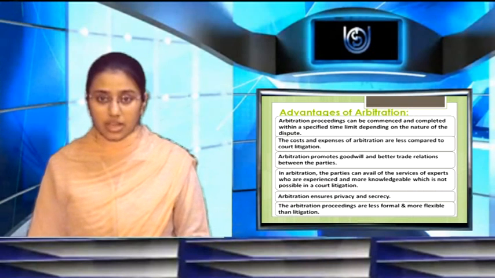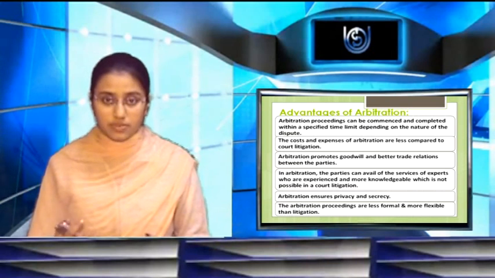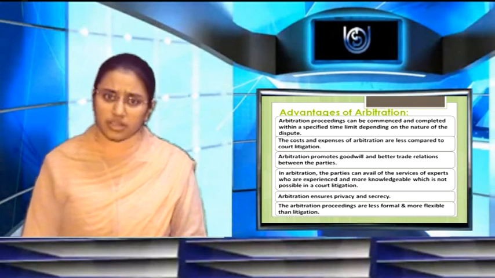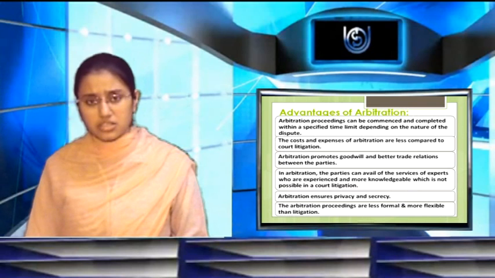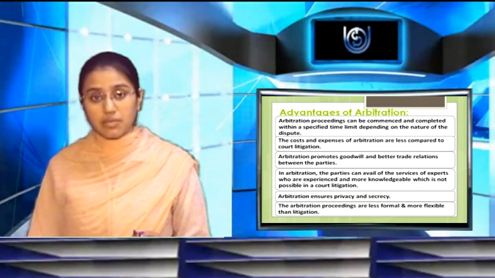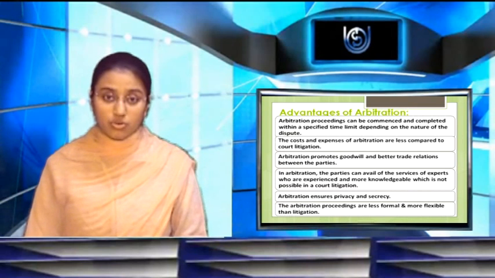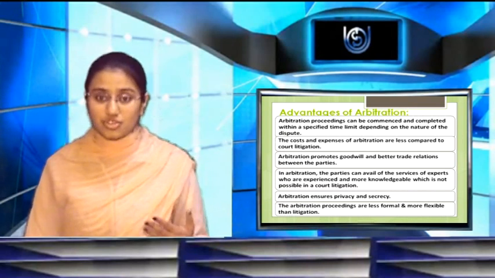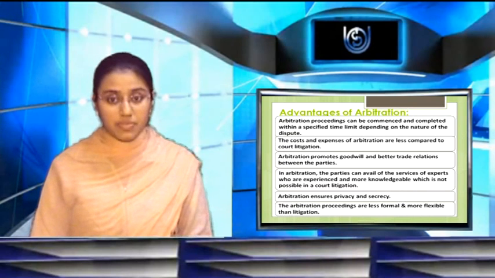Parties में एक better trade relation हो, एक अच्छी goodwill आए, that was another advantage. Service better हो, expert advice होती है, expert consideration होती है, this is one advancement. And yes, at the same time एक privacy और secrecy होती है, कि publicize नहीं होती है, publications नहीं होती हैं arbitration matter की.